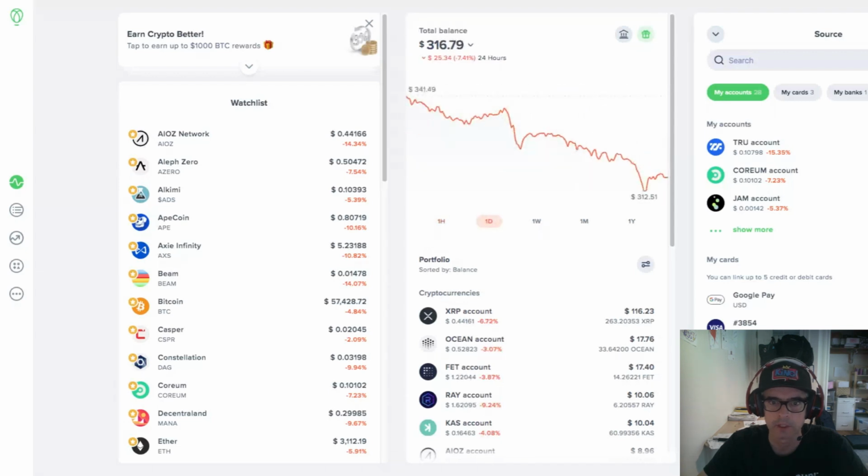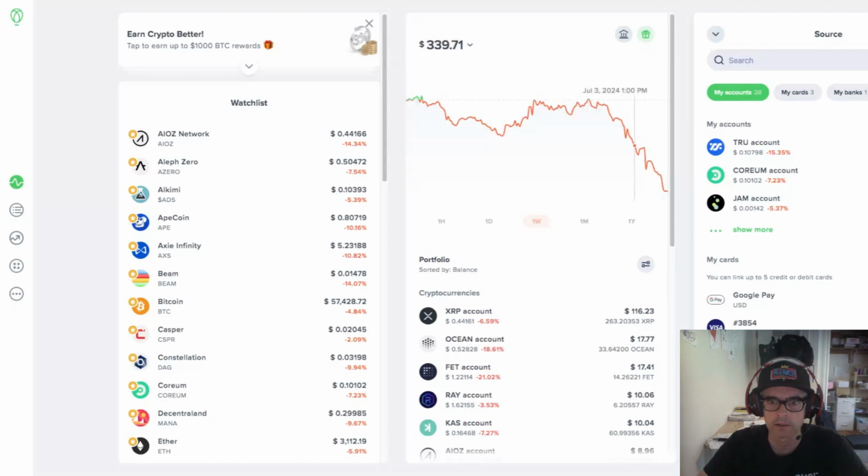This is the last day. So the last day went down. It's about 10% in one day. So it was a good decrease yesterday. If we check 1 week, from 360 to 316, that's a bit more than 10%.